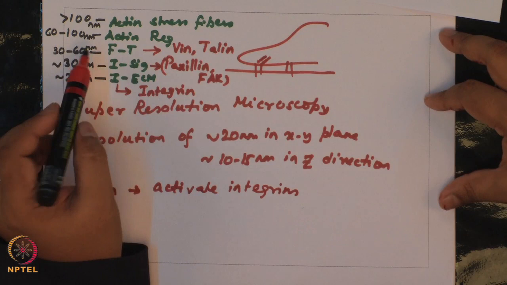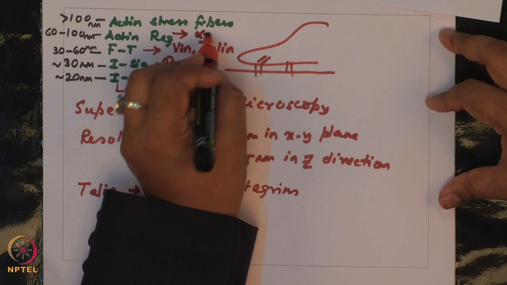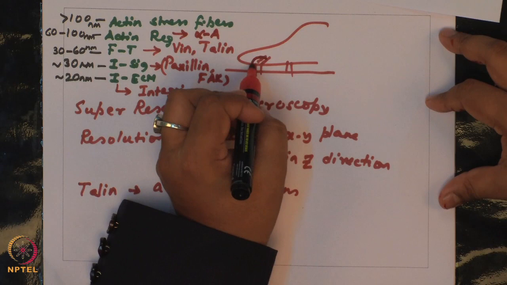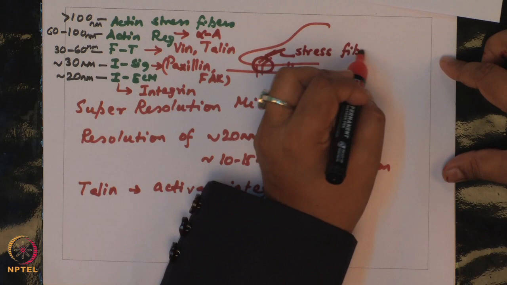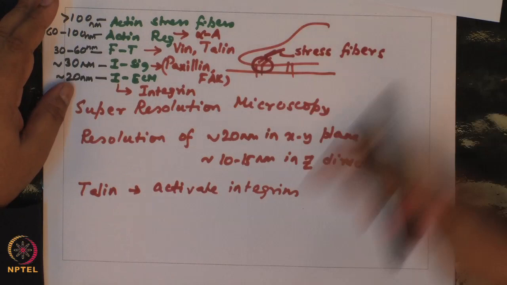On top of which you have the actin regulatory layer, and this is where alpha actinin is present. And at the exact top, if this was an adhesion, you have stress fibers which emanate from these adhesions. So, these are your stress fibers. This shows you the spatial organization of proteins within the adhesions.